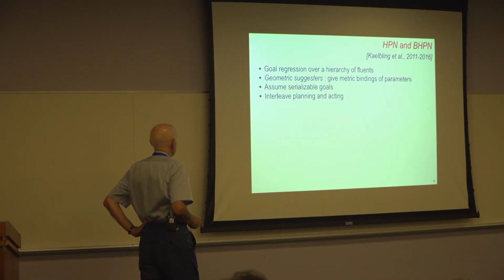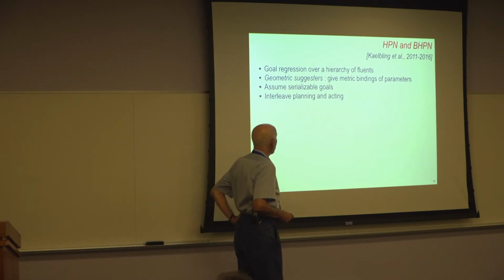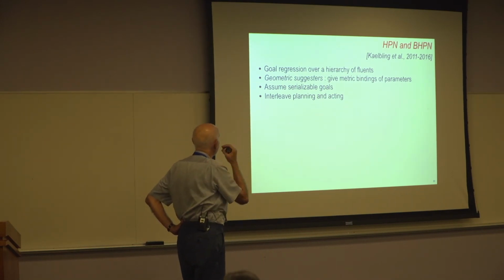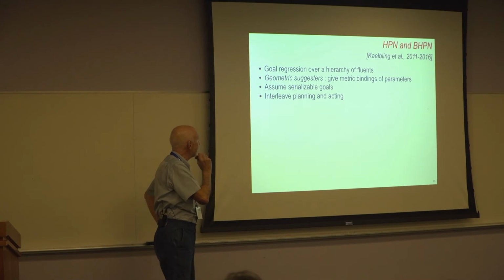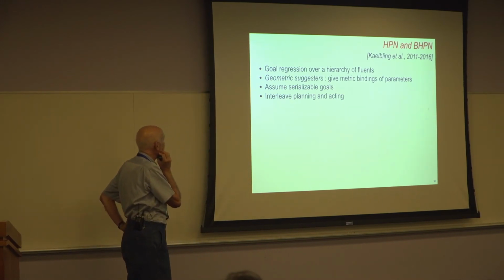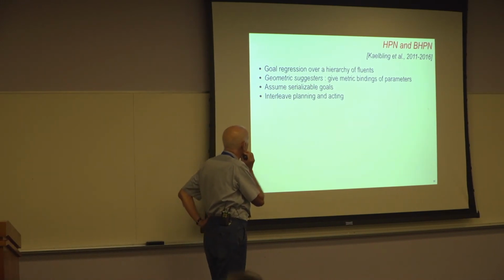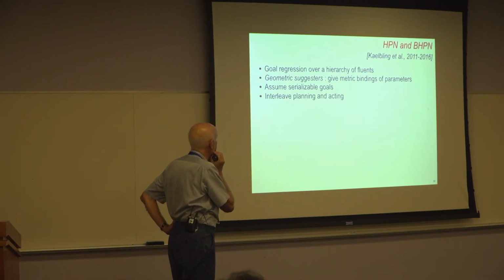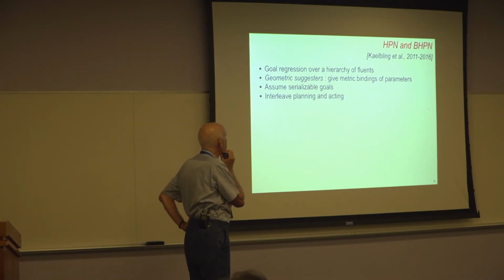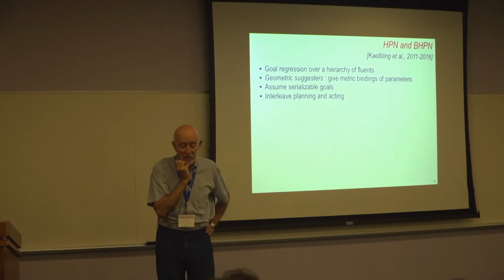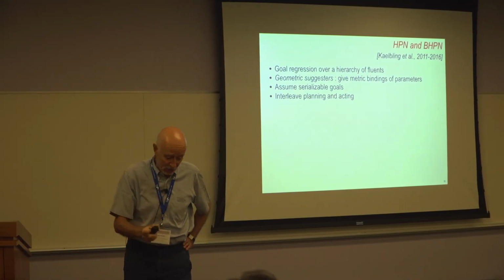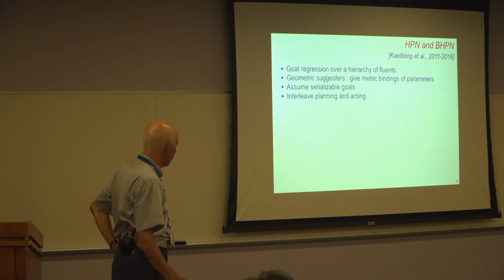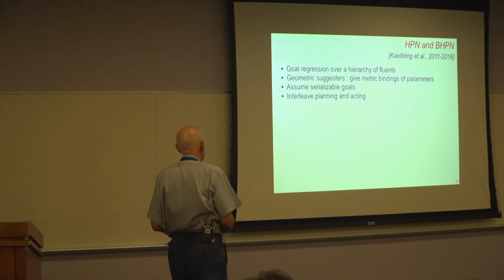So you do goal regression over a hierarchy of fluents. Your fluents are organized hierarchically by criticality, which is a technique used in task planning, and you rely on specific procedures that the author calls geometric suggesters that give you metric bindings of parameters. What is a desirable possible metric binding? If I need to pose this object here, what will be a desirable position given the other constraints?